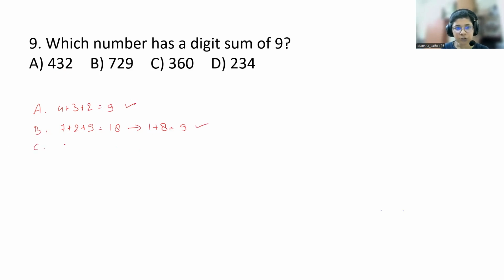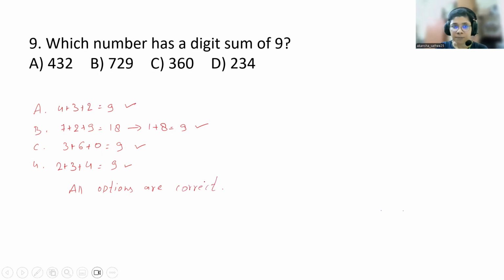I think in this question also all are correct. So 3 plus 6 is 9. Yes, correct. Fourth option, 2 plus 3 plus 4. 2 plus 3 is 5, plus 4 is 9. So in this case also all options are correct. But it may not always be the case, okay?